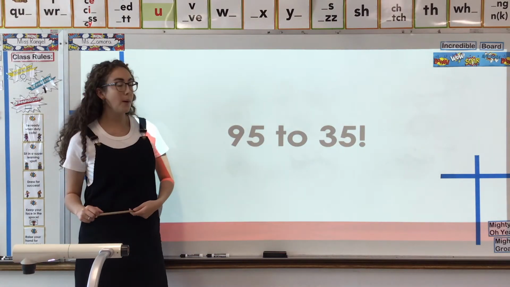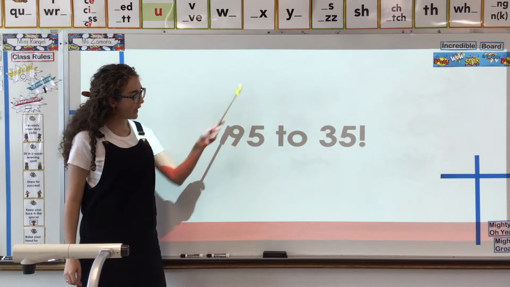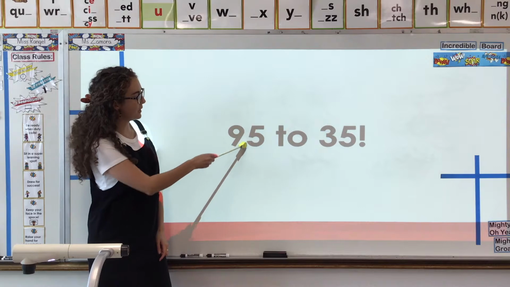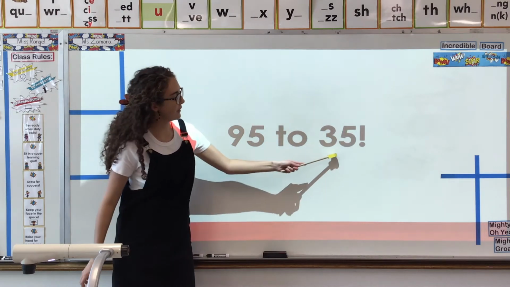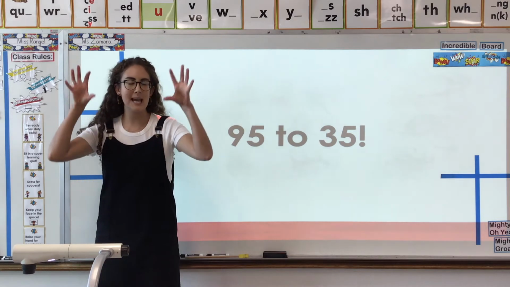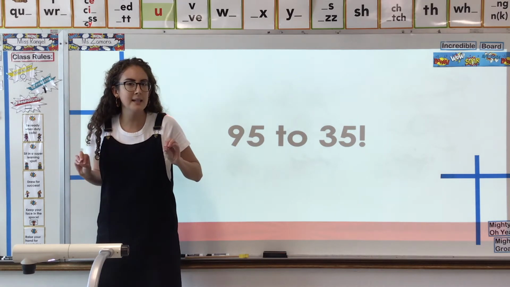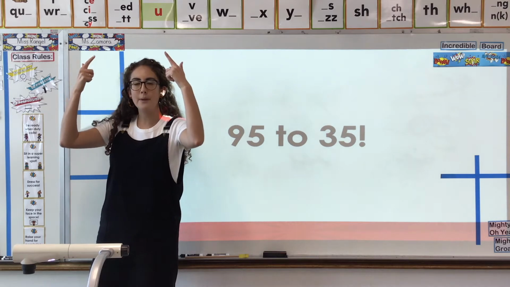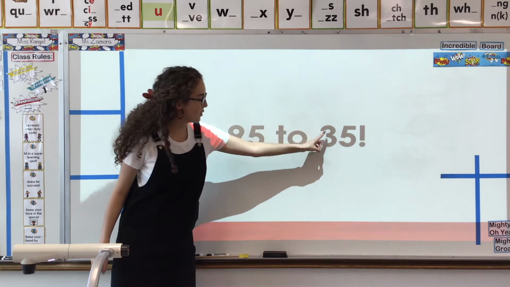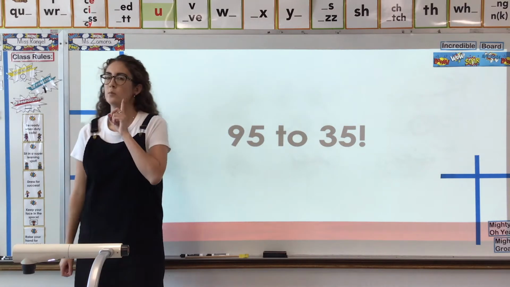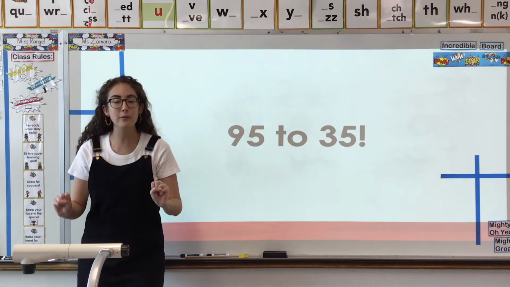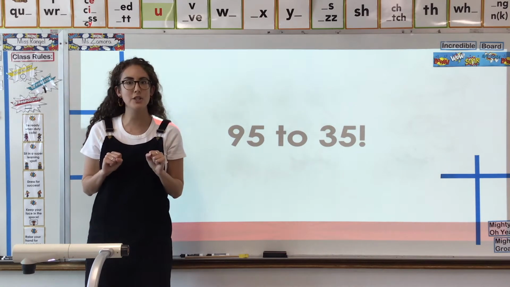So first up, we are going to skip count from 95 to 35 by tens. So we have 9 tens and we have 3 tens. So are we skip counting down? Are we taking away a 10? Or are we skip counting up? Are we adding a 10? To go from 9 tens to 3 tens. What's happening? We're skip counting down. We're taking away a 10 each time.